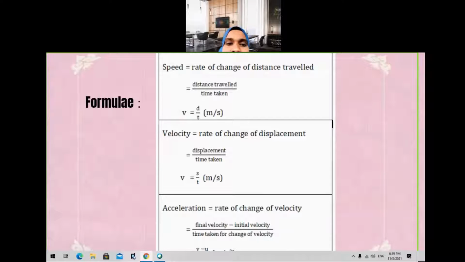Next is velocity. Velocity is the rate of change of displacement. So the formula would be displacement divided by time taken, and the SI unit would be meter per second. And finally, acceleration is the rate of change of velocity. The formula would be final velocity minus initial velocity divided by time taken, and the SI unit would be meter per second square. Next.